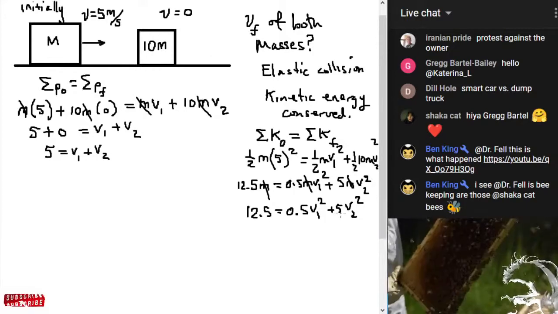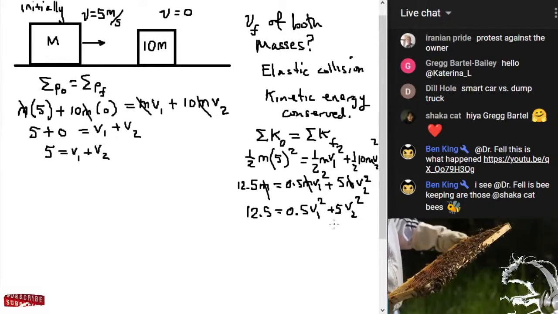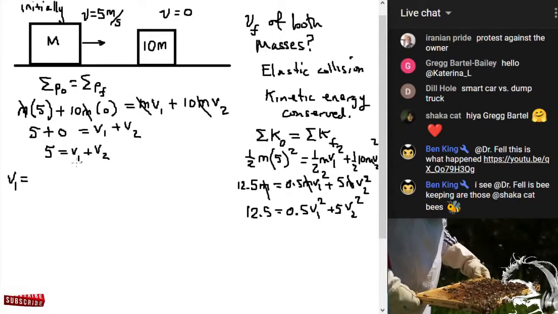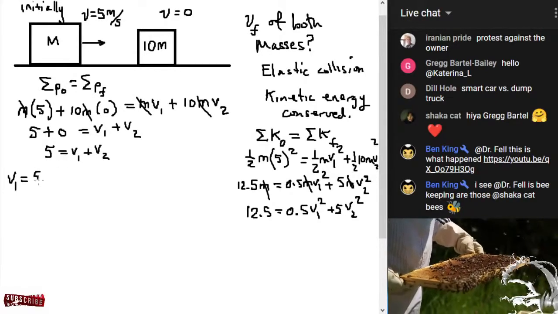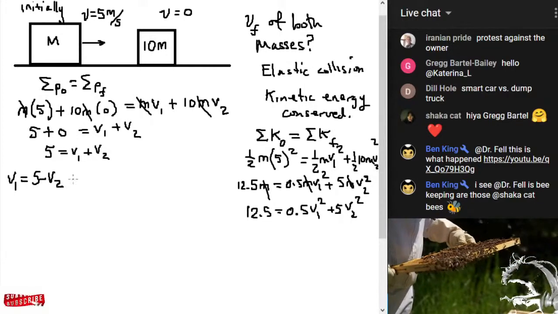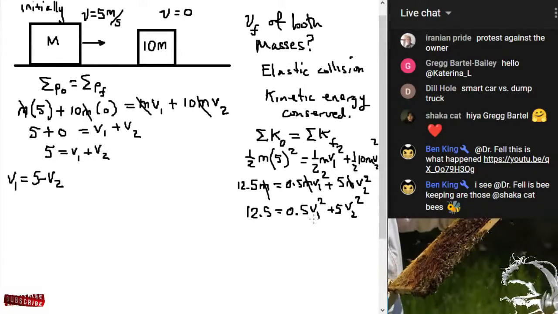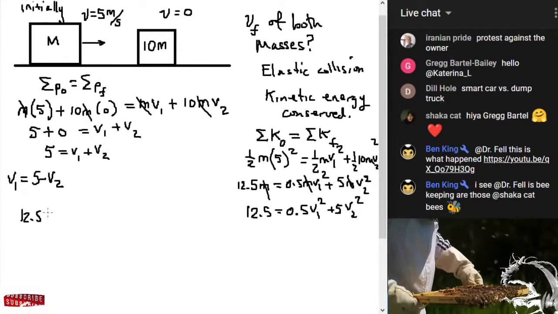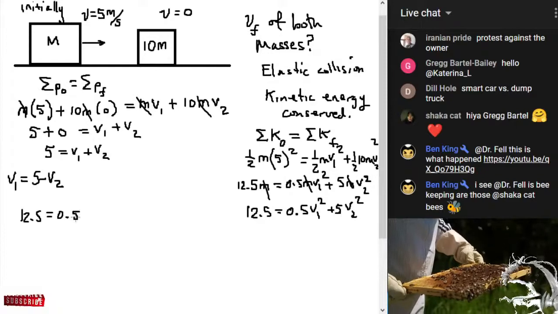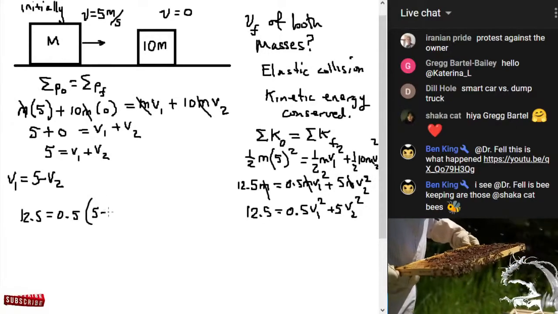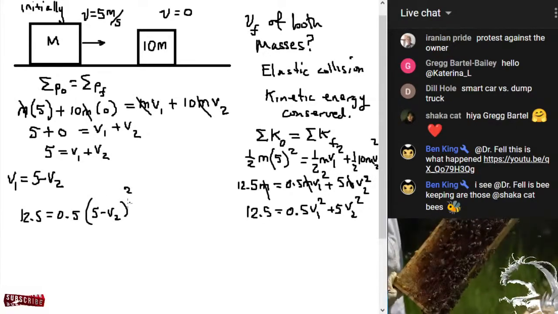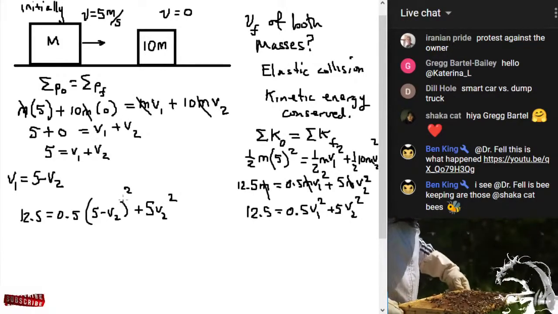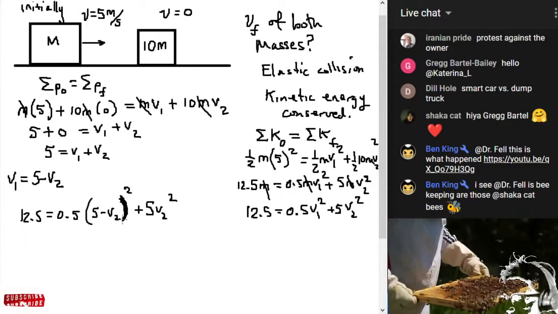Okay, so let's solve this for v1. So v1 equals, subtract v2 from both sides, we get 5 minus v2. We're going to plug that in here. So we get 12.5 equaling 0.5 times 5 minus v2 squared plus 5 v2 squared. Now we have one equation with one variable, so we can solve this now.